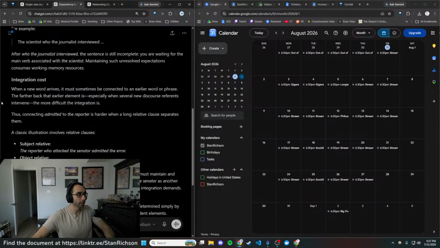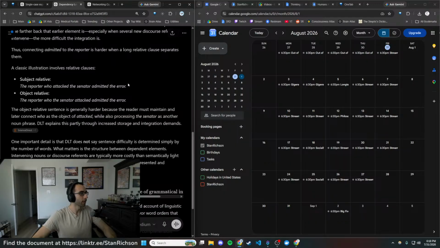That's why sometimes when I'm reading these things, I actually just skip the em dash and then I'll re-say it with the em dash. So the farther back that earlier element is, the more difficult the integration is. And then you could just say, especially when several new discourse references intervene. That would even be more effective. You just throw the em dash at the end. Thus, connecting admitted to the reporter is harder when a long relative clause separates them.